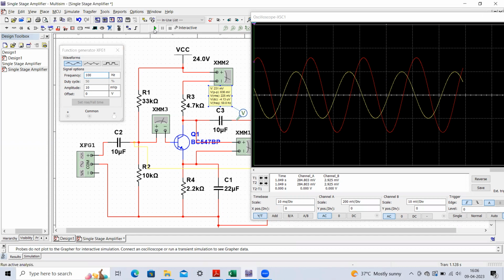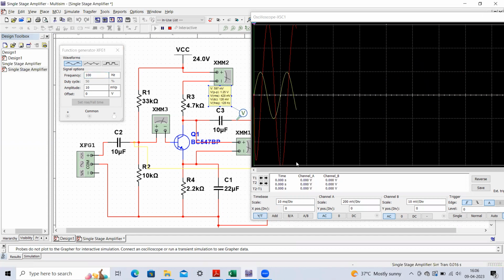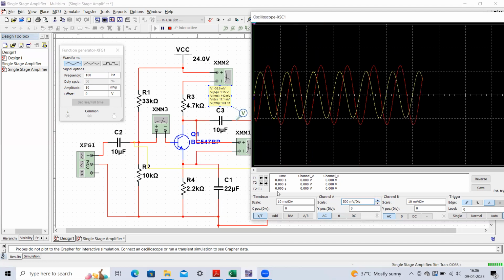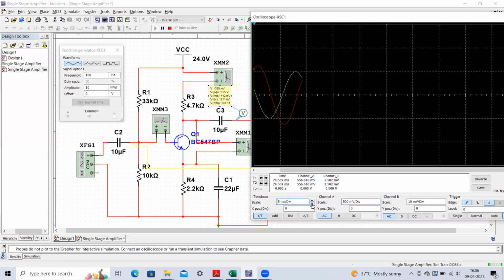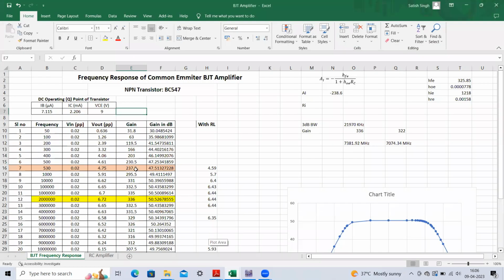If you execute this circuit, here we can observe that the voltage gain has increased a little bit. Accordingly, you can adjust the time sensitivity and the voltage sensitivity of your CRO. Here you can see this V peak to peak is coming out as 1.25, and I have already tabulated this result. It is around 1.26 or 1.25. So this value I have already noted down. Another value I can show is for 500.